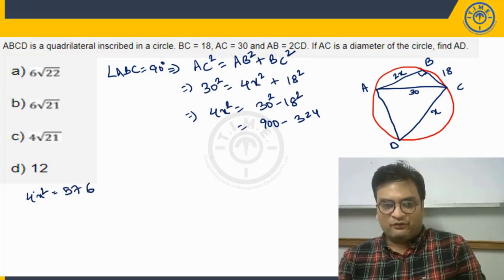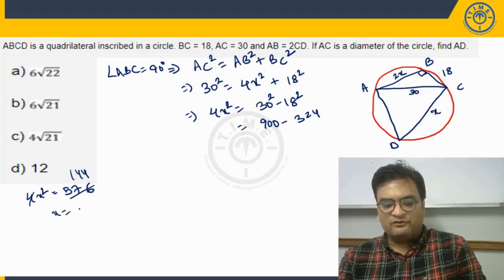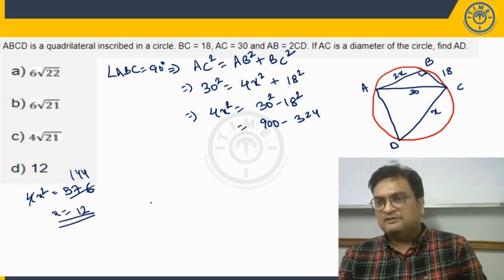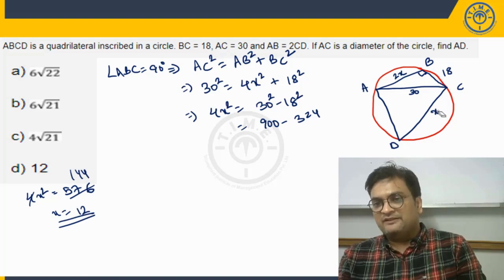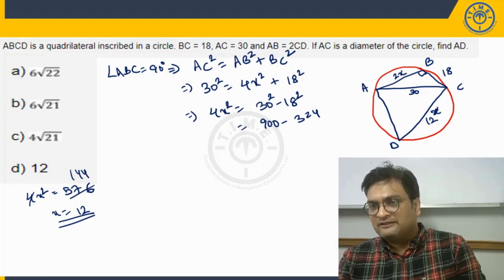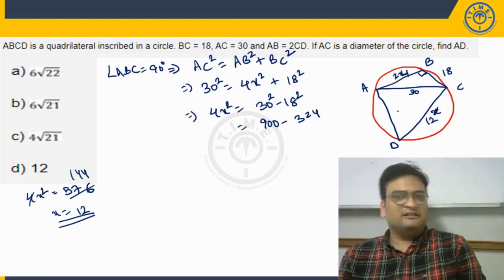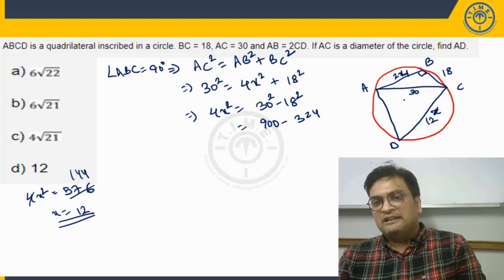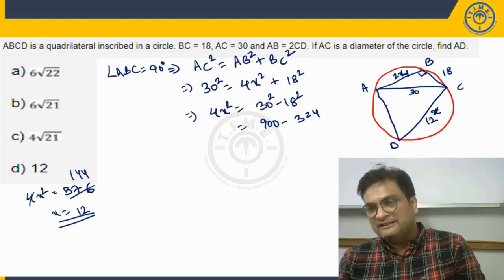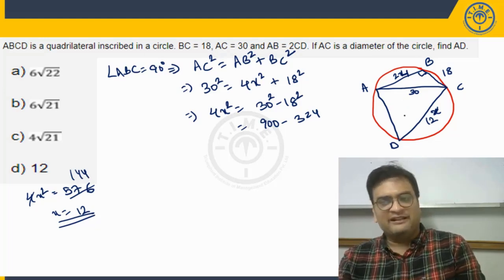When you solve this, 4 goes 144 times and x will turn out to be root 144, which is 12. So this length here is going to be 12 units, and twice of x, that is AB, is going to be 24. Now look at the question. He's asking me to find AD.